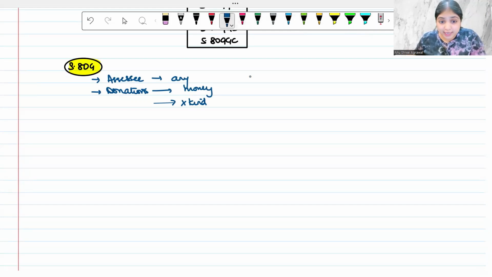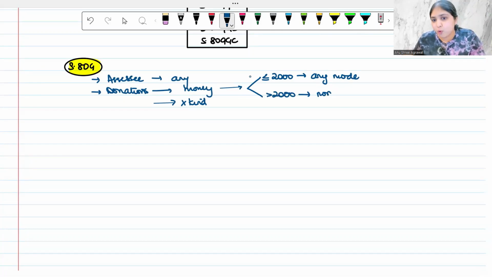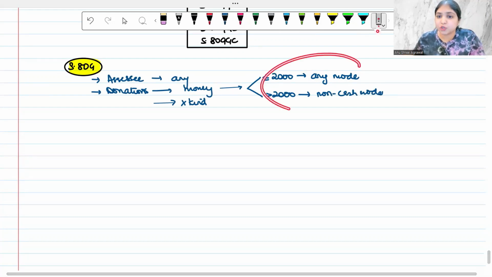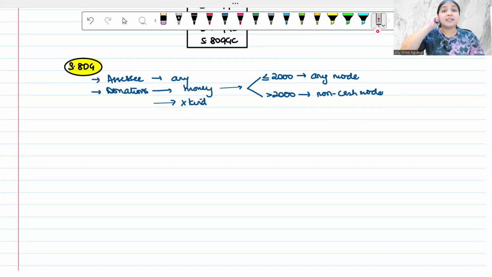And when you're donating in money, in what mode should you donate? It depends upon how much are you donating. If you're donating up to 2000, you can donate in any mode, doesn't matter. But however, if you are donating more than 2000 rupees, the donation has to be only in non-cash mode. See, this is slightly different from what you've learned under 80D. In 80D, there was no limit. Do you recall?